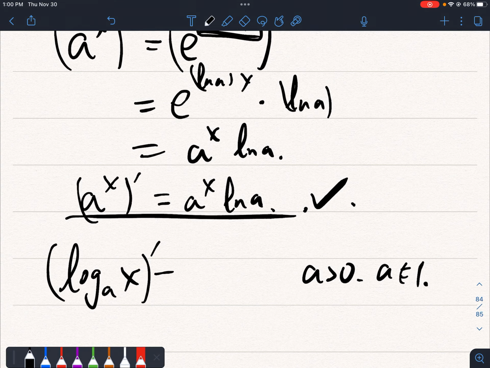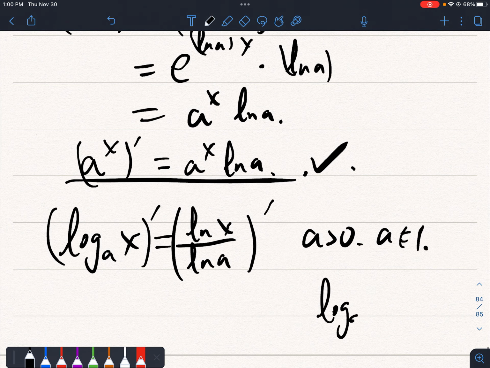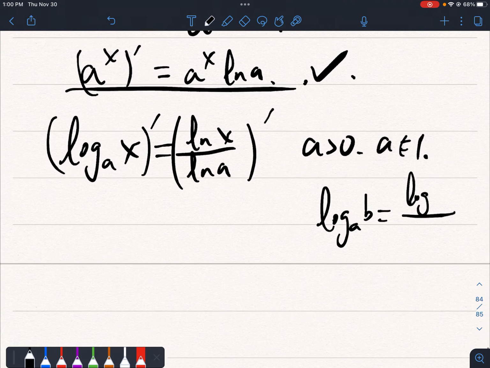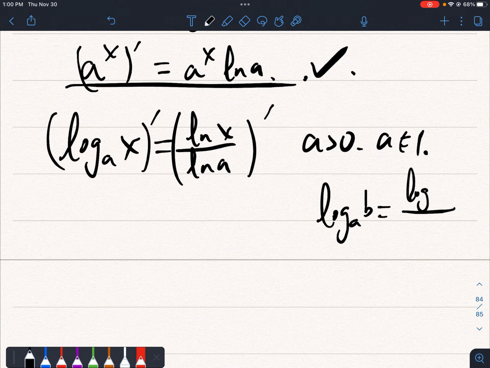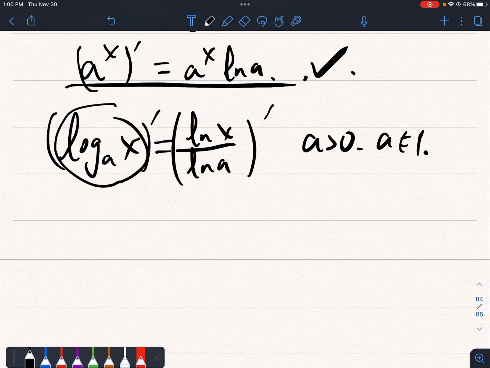And similarly, you also have another formula. It's about log a of x, where again a is bigger than 0 and a is not equal to 1. So what about the derivative of this? You can change the base of the log, and make them both ln. So this is going to be ln x over ln a, right? Because in general, log a of b, you can choose some c that is bigger than 0 and not 1, so this becomes log c of b divided by log c of a. So here you just choose c to be e. Then this becomes ln, so log a of b is ln b over ln a.